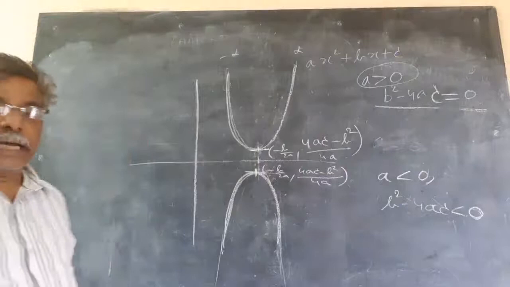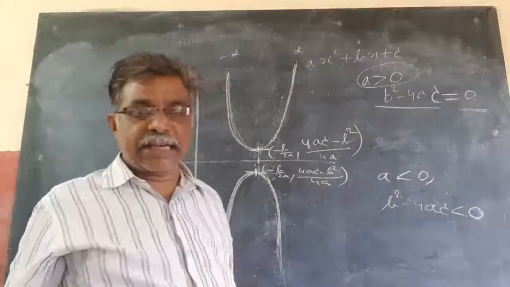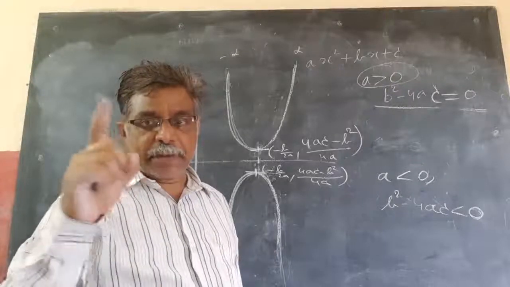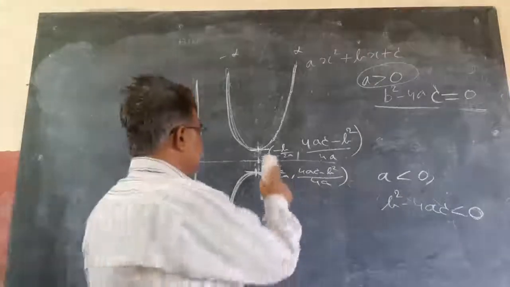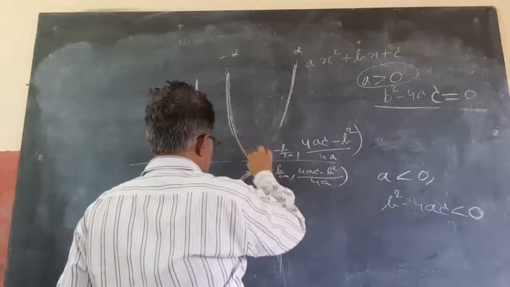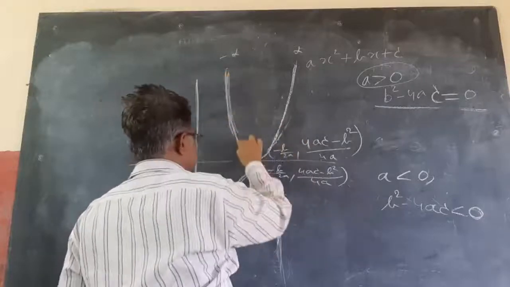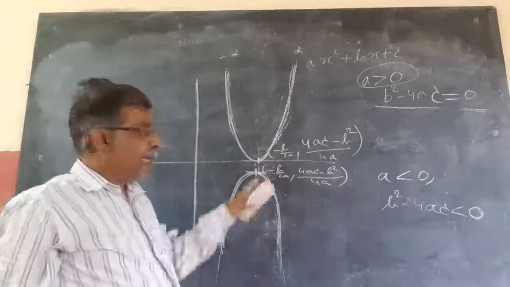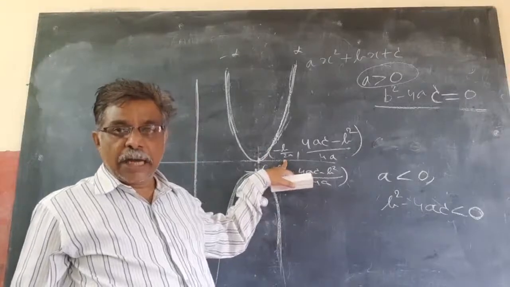Same concept. If b square minus 4ac equal to 0, f of x and a will have the same sign for every x belongs to R minus {b by 2a}. Why? Because f of x contains only one real root, x equal to minus b by 2a, which means it touches the x-axis. So this point is minus b by 2a, at this point it touches the x-axis. Observe. So like this.